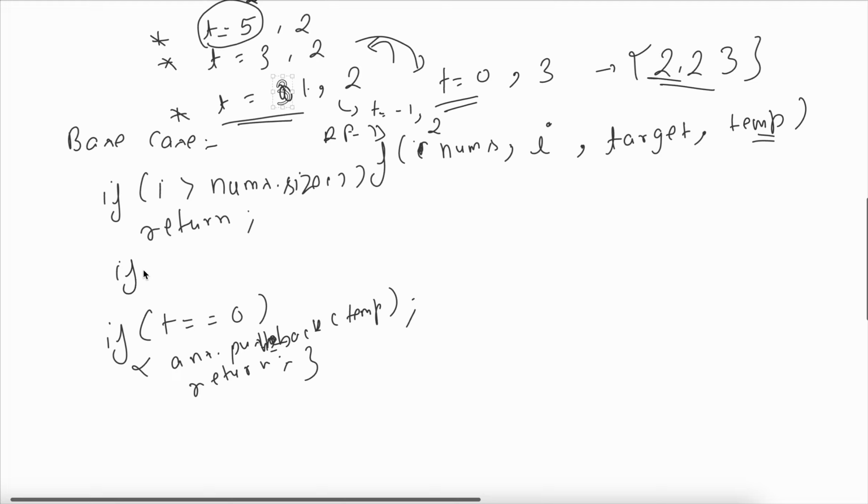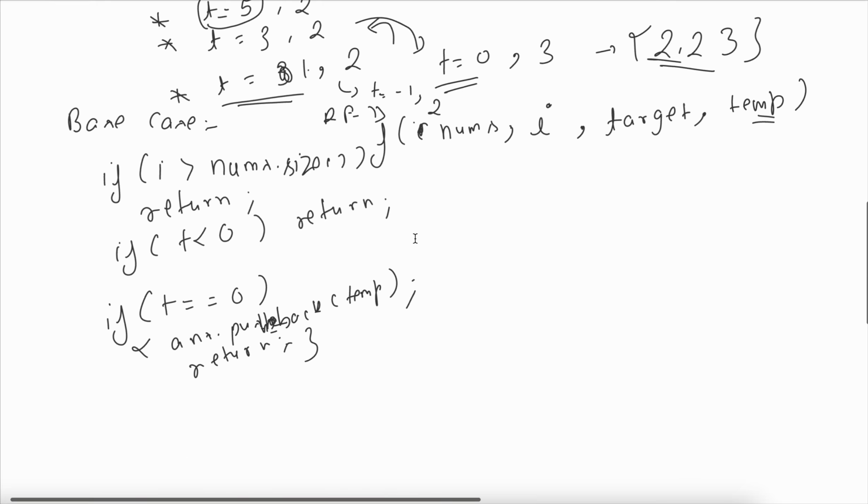If target is less than 0, we can return from here. So these all are the base cases. You can combine them and form a single base case, it's up to you. Now we will solve this problem.